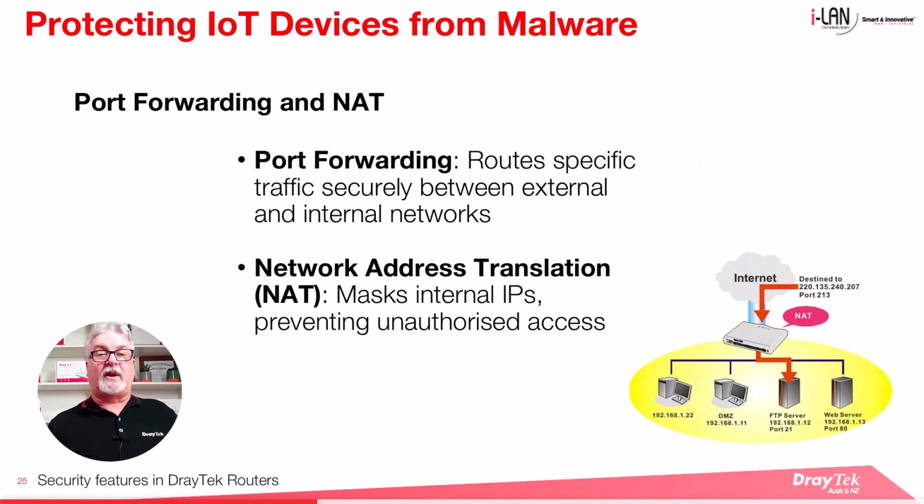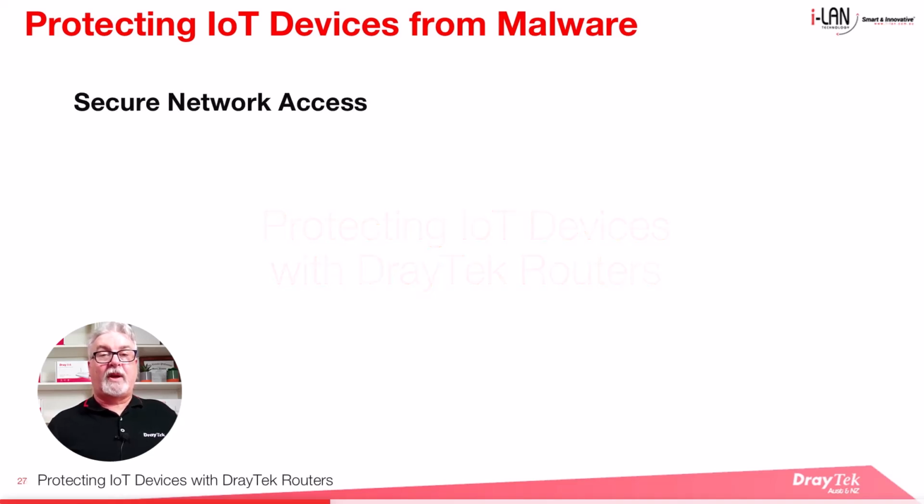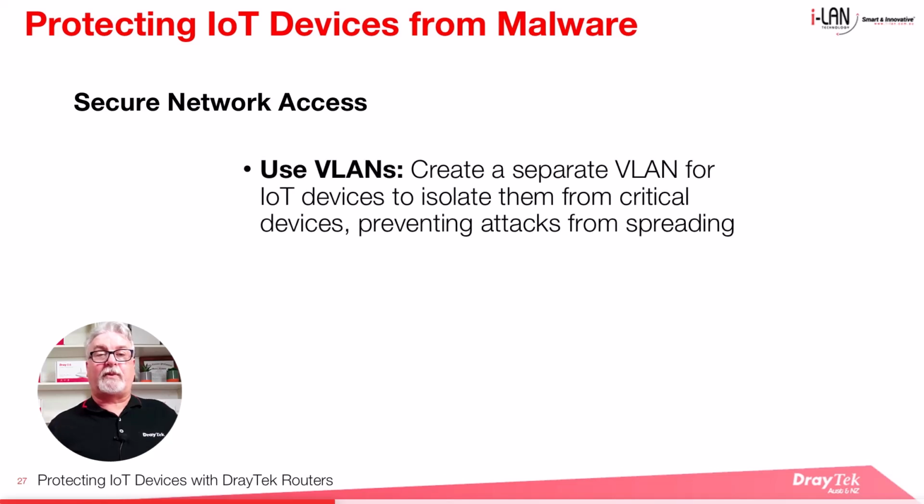Other DrayTek router features like port forwarding and network address translation, that's NAT, help securely route traffic between external and internal networks while preventing unauthorized access. Now let's take a look at how some of those security features of DrayTek routers can be utilized to protect IoT devices. The first step is to provide secure network access to the IoT devices. This can be done by using VLANs to isolate them from critical business or personal devices. This helps prevent attacks on IoT devices from spreading to other parts of the network.